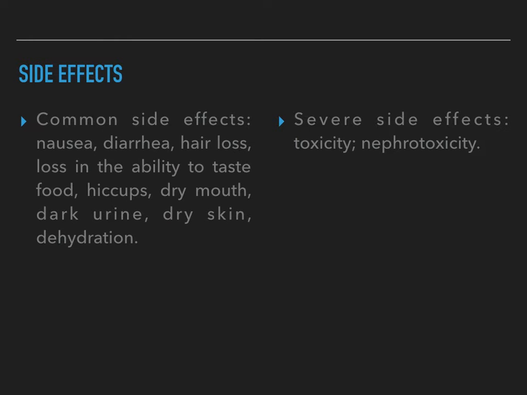Cisplatin has 2 types of side effects, which would be common or more severe. The common side effects include nausea, diarrhea, hair loss, loss in the ability to taste food, hiccups, dry mouth, dark urine, dry skin, and dehydration. The more severe side effects include toxicity, and one of the more common types of toxicity seen in most patients is nephrotoxicity.